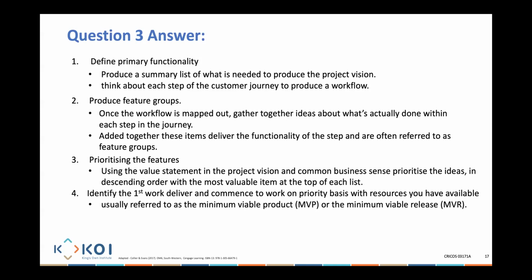So how do we do it? Well, we produce a summary list of what is needed to produce a project vision. We think about each step of the customer journey, and we say to ourselves, all right, to be able to meet and deliver each step of the customer journey, what do I need to do here? You think about every one of these steps in the journey, and you start thinking about every functionality that really relates to the journey.